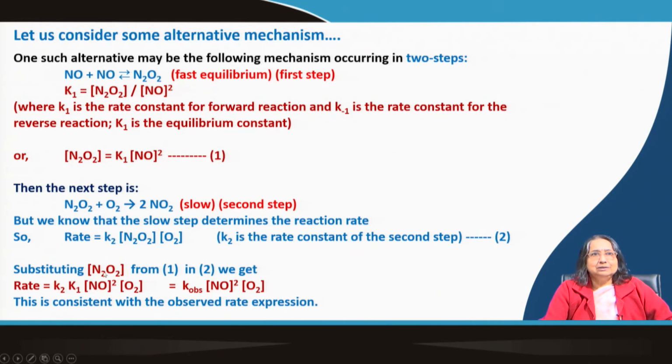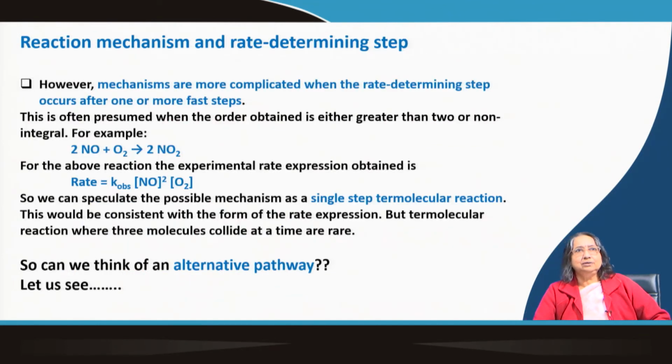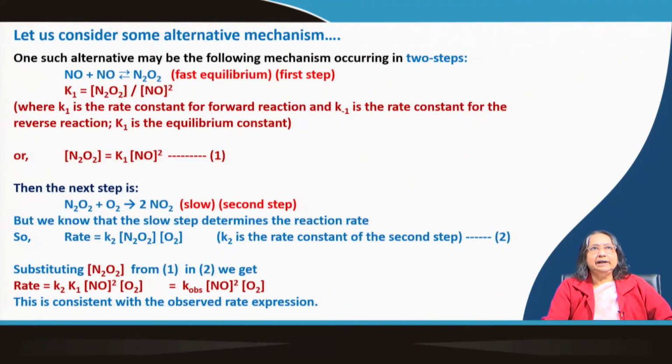Now, after putting this, we are getting this. So, this is a constant, this is also a constant. So, we can write that this is k observed, another constant. Now, if you see the rate expression, it is matching with the actual rate expression that was found experimentally. So, this alternative mechanism is not considering a termolecular reaction, but it is considering a first equilibrium. This is the first step, then the second step is the slow one, the reaction of N2O2 with oxygen to form this one.